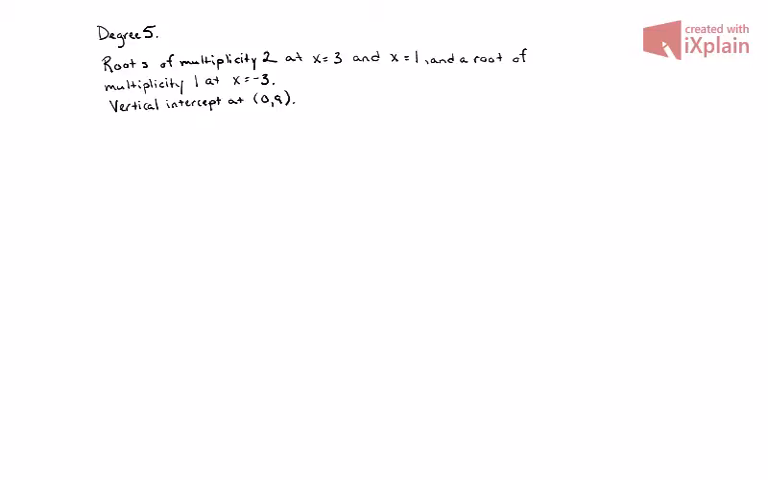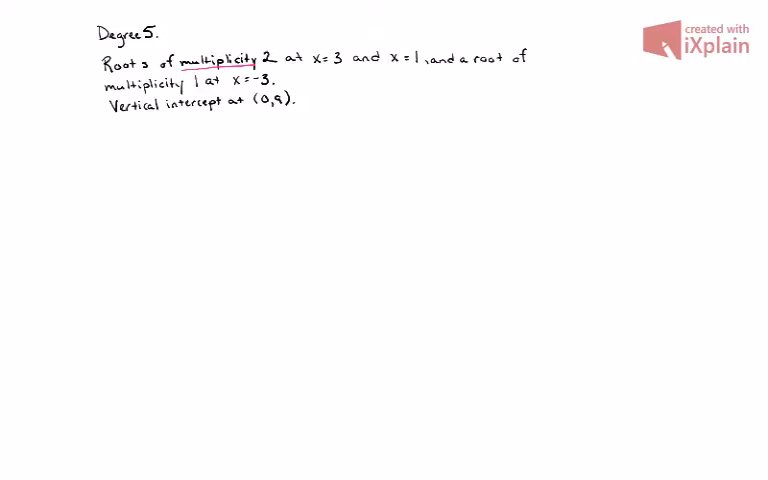It has roots of multiplicity 2 at x is equal to 3 and x is equal to 1, and a root of multiplicity 1 at x is equal to negative 3. Now I know that this word multiplicity might be new to you. Basically what that means is when you set up the binomial for each of those roots or zeros, it tells you what degree each of those binomials will have. Hopefully that'll become clearer as we build the problem. And lastly, we have a vertical intercept at the point (0, 9).